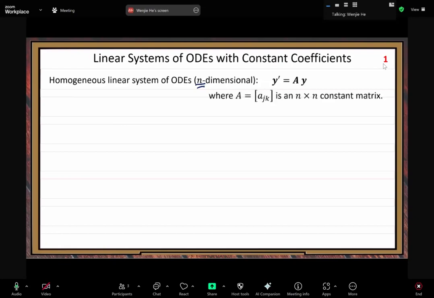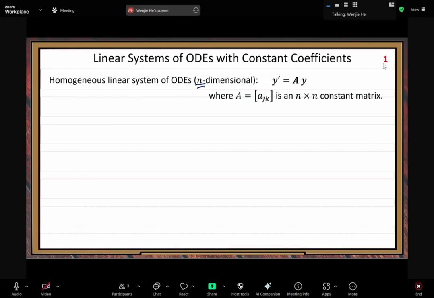The coefficient matrix A is an n by n constant matrix. Here, constant means each entry is constant. It's not a function of t. It's possible each entry could be a function of t, but then it will be much harder. Think about that. If it's not constant, a function of t, it's much harder.